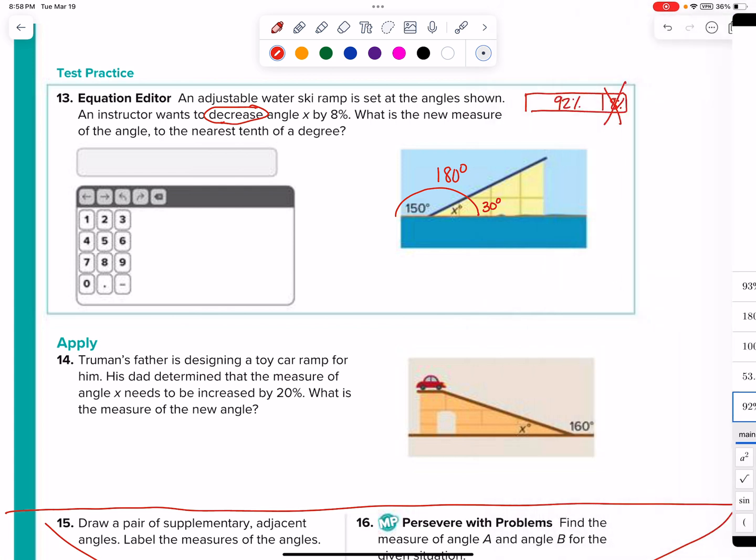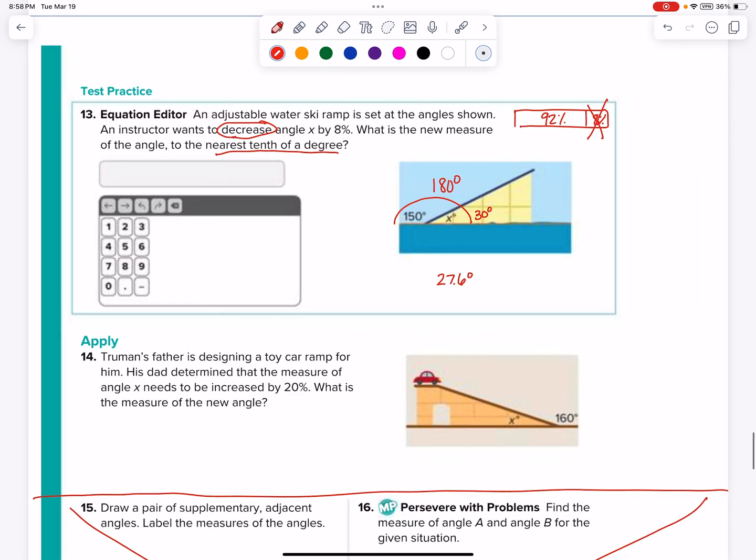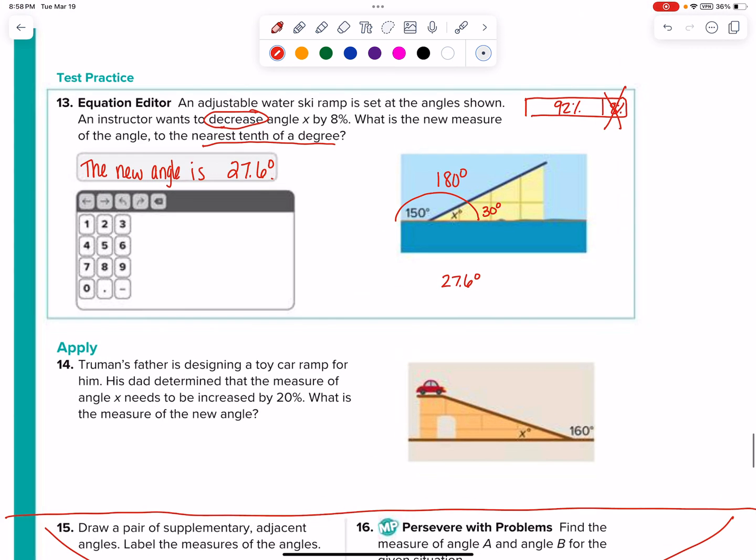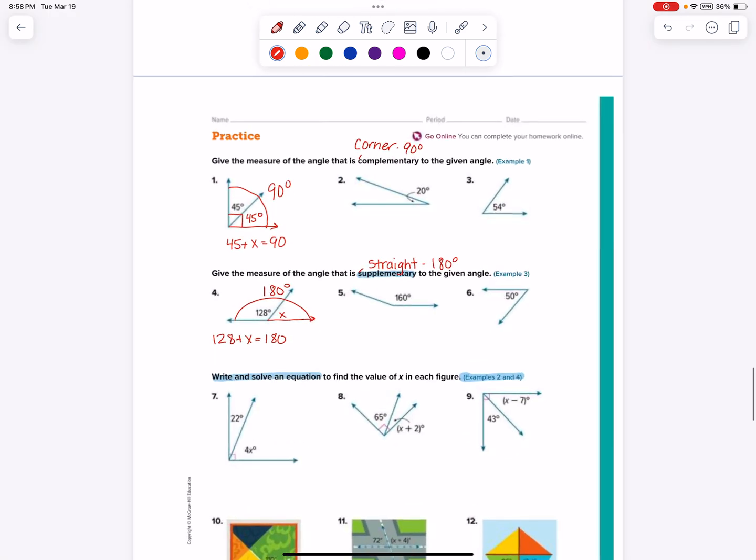And that's 27.6. And so the new one is 27.6 degrees, but they want us to round to the nearest tenth of a degree. Nearest tenth, it's already at a tenth, and so my answer is 27.6 degrees. And really we should go like this and say the new angle is. All right, so there you go, and then you can imitate that for 14 if you want. So that's your homework. Good luck. Let me know if you have any questions.